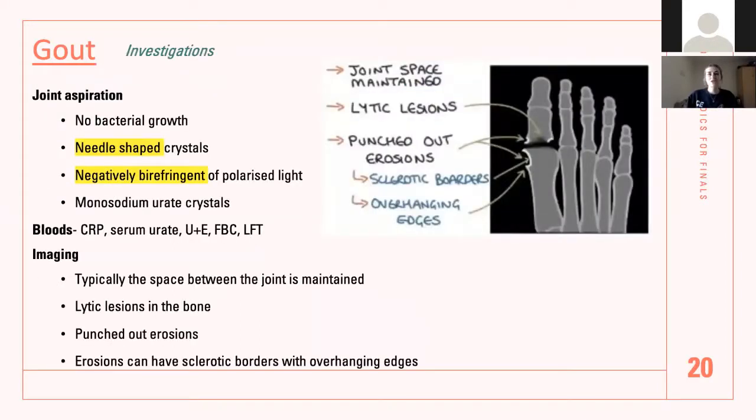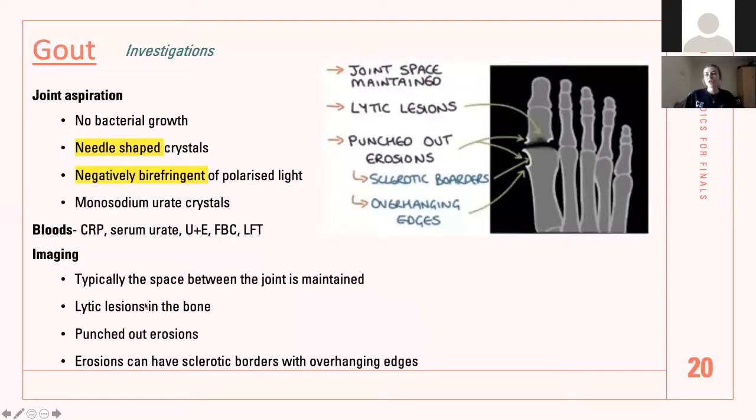So investigations you do, so you could do a joint aspiration, so you'd see no bacterial growth. This is important because you also need to rule out septic arthritis, which is obviously a medical emergency. With gout, you'd see needle-shaped, negatively birefringent crystals, and it's monosodium urate crystals that you'd see. You'd also do some bloods, so the CRP, serum urate, U's and E's, LFTs, and full blood count.